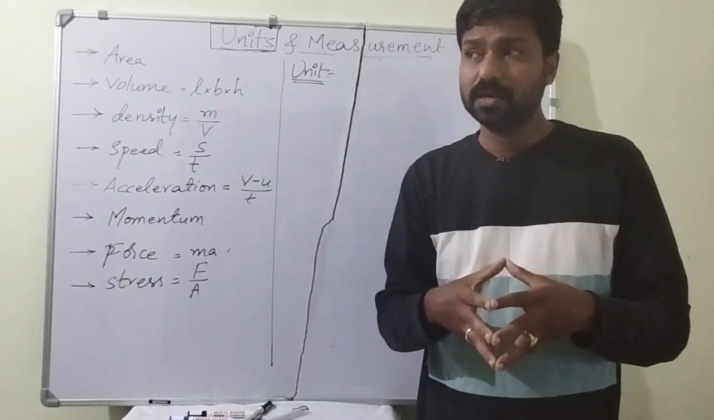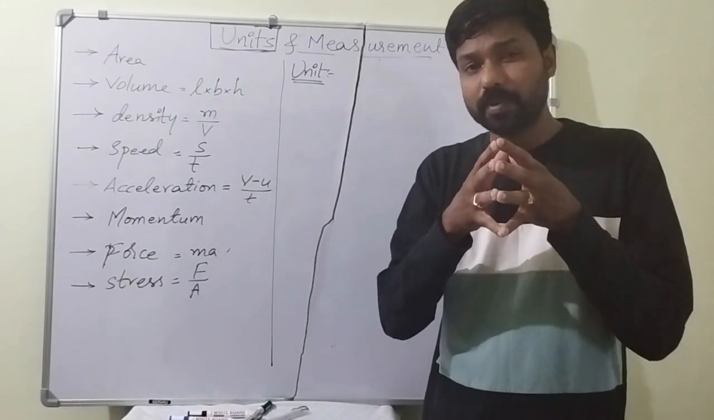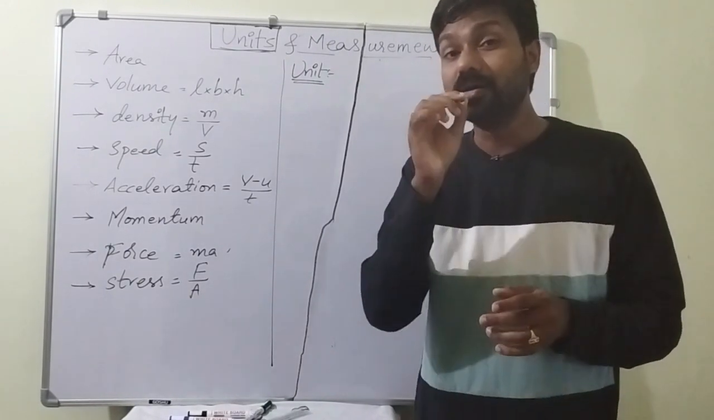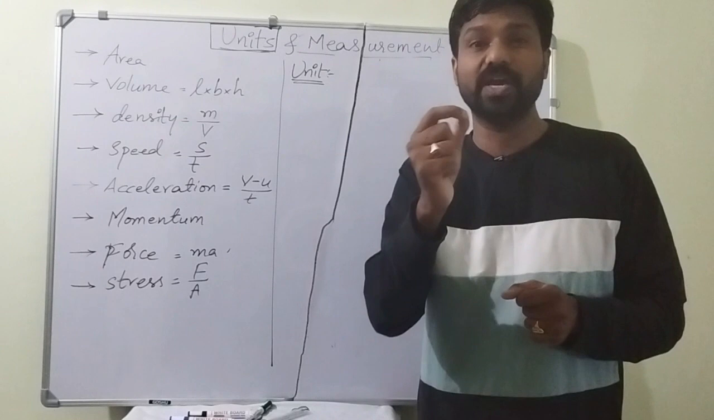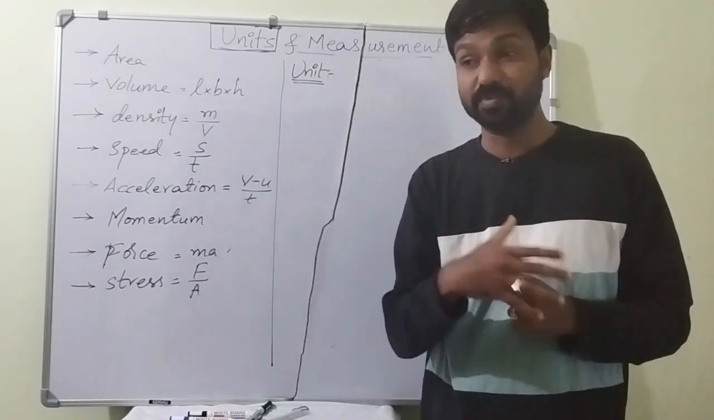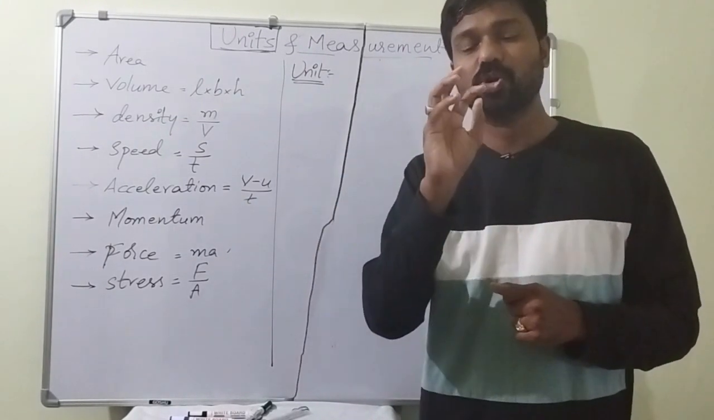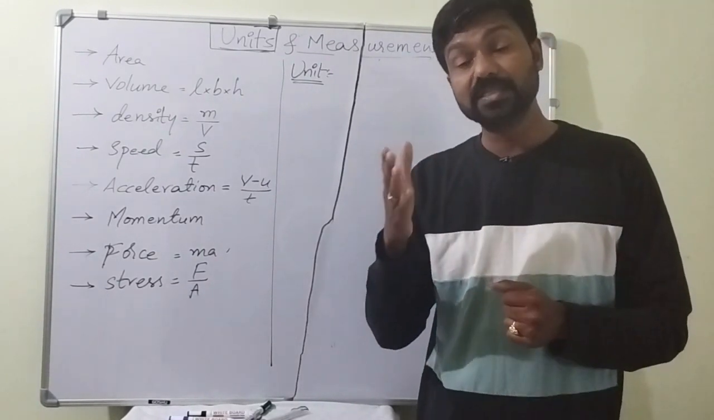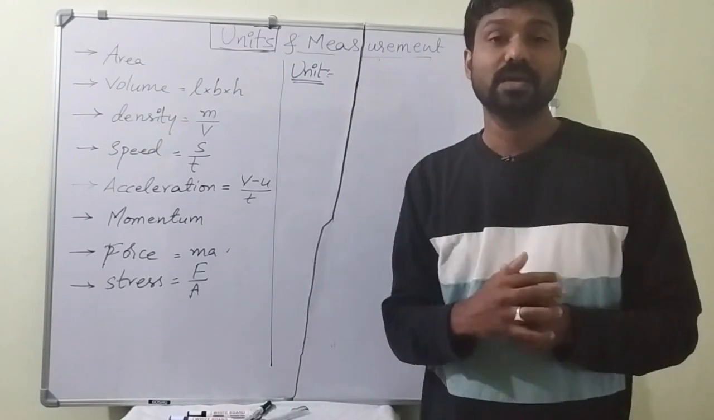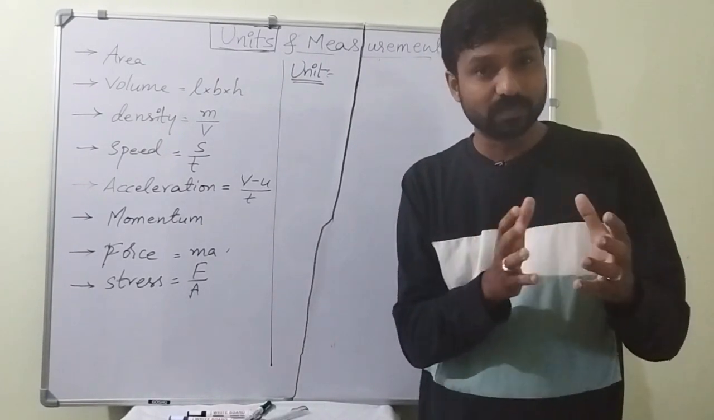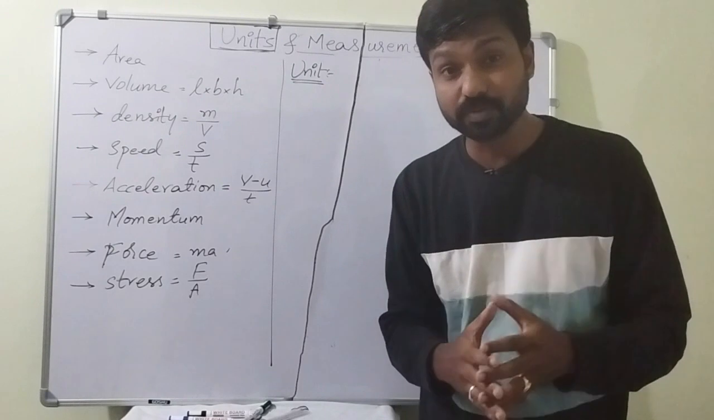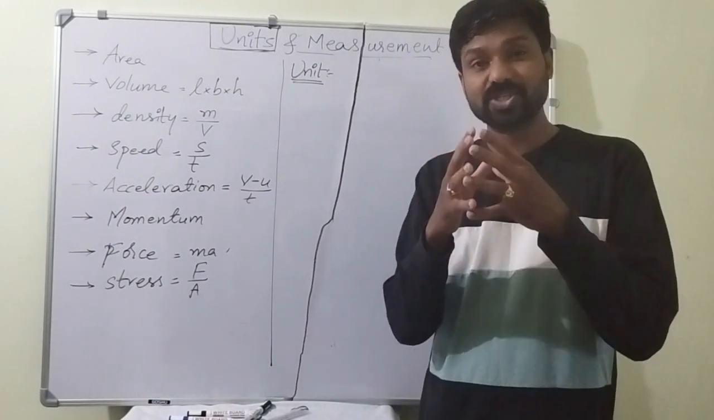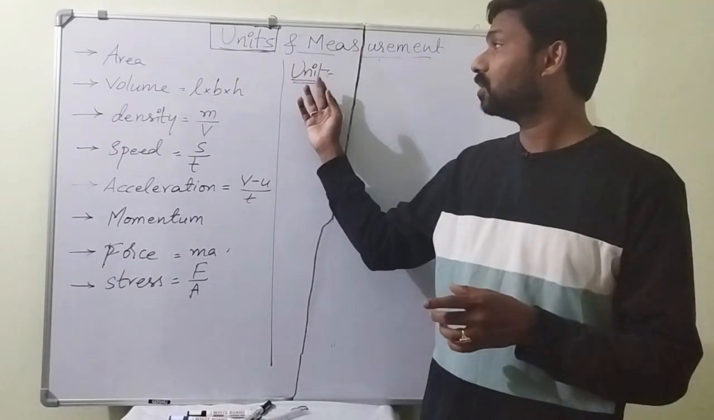But if we want to measure a particular physical quantity with a certain unit, that unit should be a constant quantity. It should not vary from point to point, that means from one place to another. It should be easily converted from one unit to another, and at the same time it should be readily accessible. Such a quantity we call a unit.